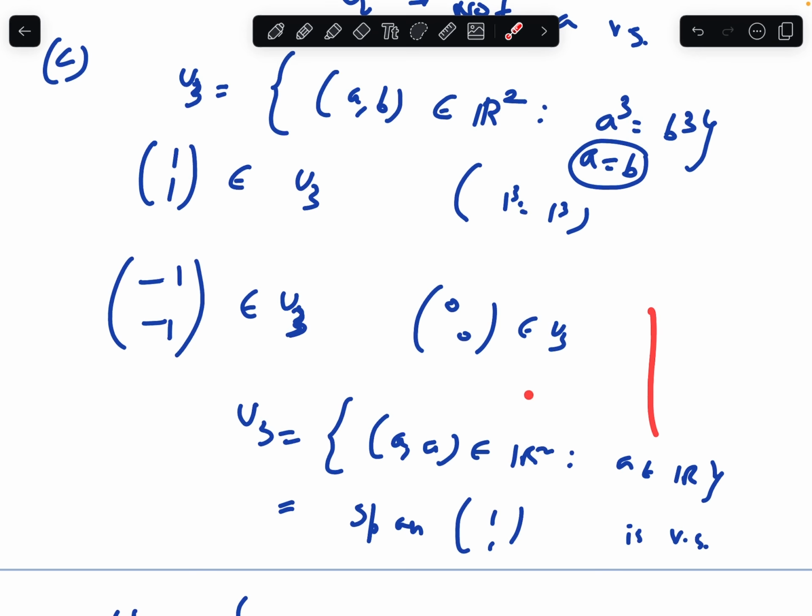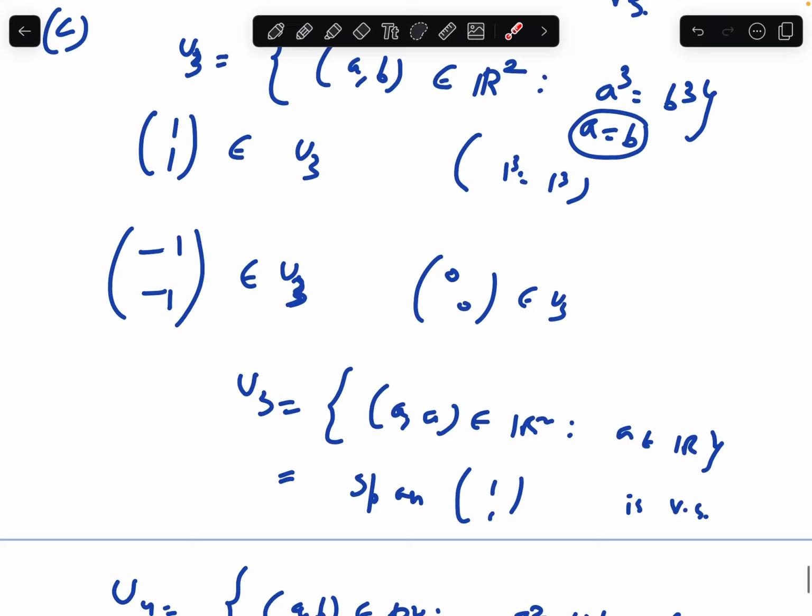That is the line passing through the origin. This is the y equals x line. And a span is a vector space. We know that. So U3 is a vector space.